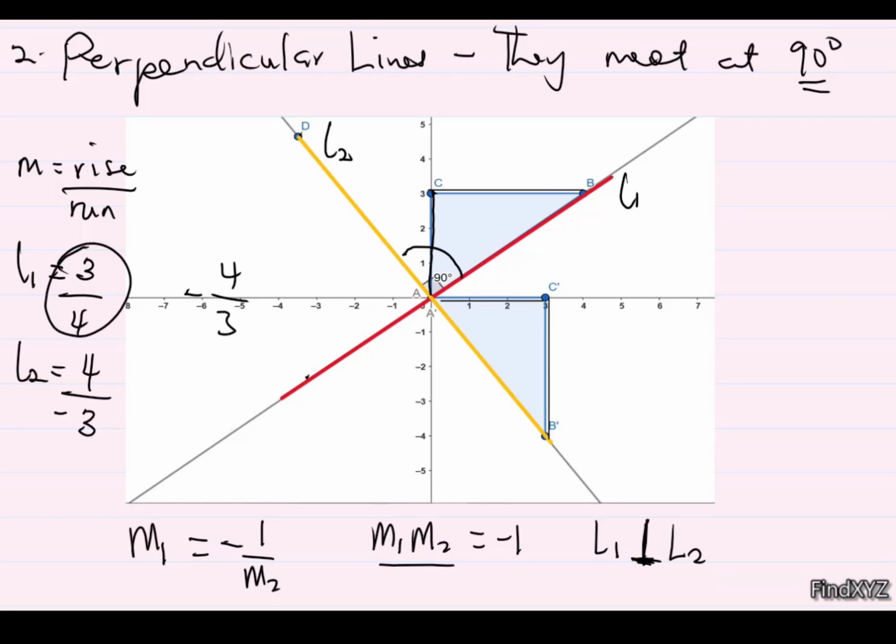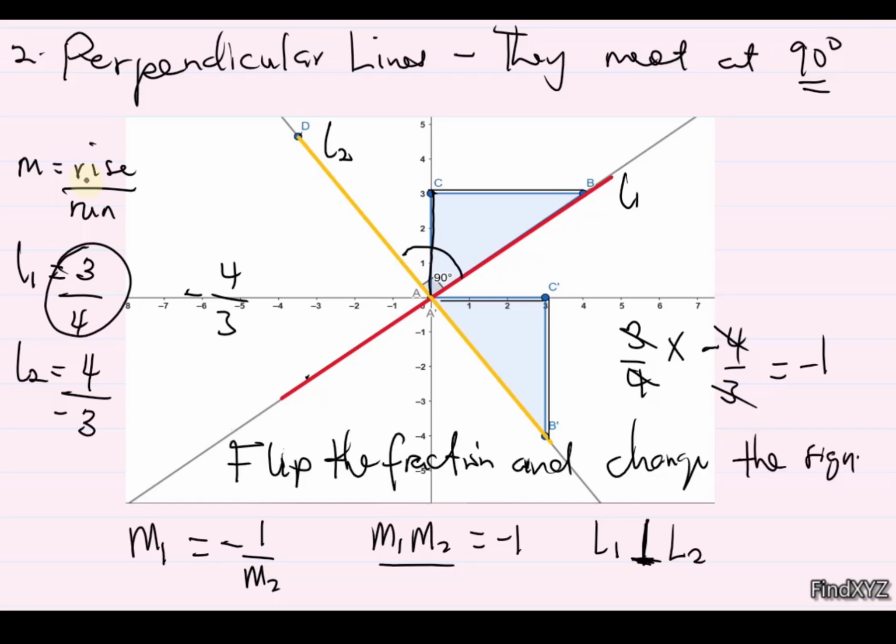So let's demonstrate with these two lines. So the first gradient is 3 over 4 multiplying negative 4 over 3. 3 divides 3, then 4 divides 4. So you are left with negative 1. Anytime two lines are perpendicular, the rule is that you flip the fraction and you change the sign. Let's take some few examples.